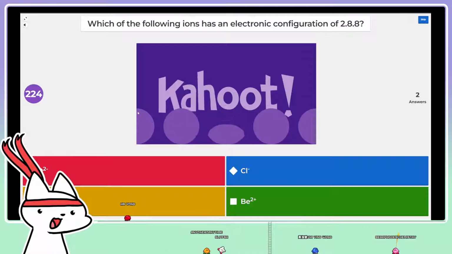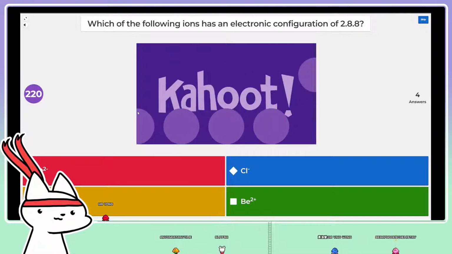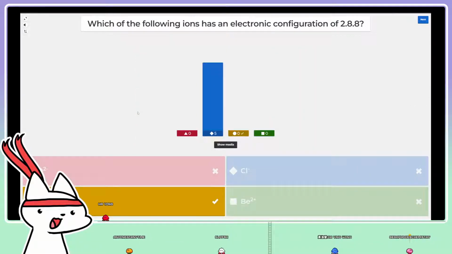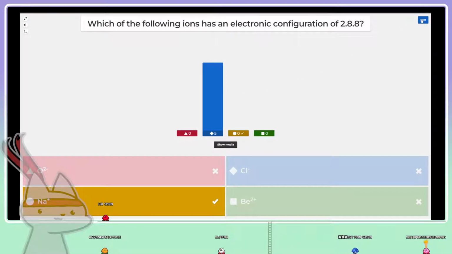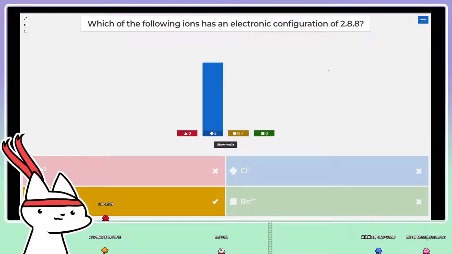Which of the following ions has an electronic configuration of 2.8.8? This is what we call a noble gas structure or octet structure. Good job. Everyone got it? Oh no, everyone didn't get it, right?